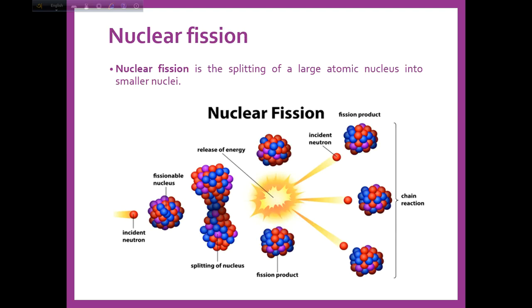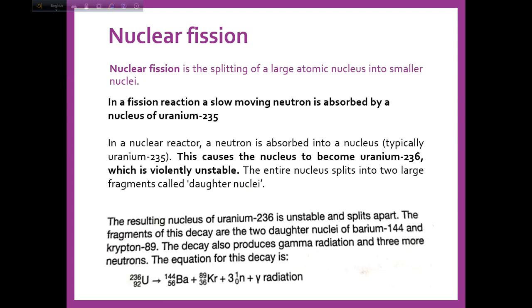As we already discussed, nuclear fission is the splitting of a large atomic nucleus into smaller nuclei. In the process of nuclear fission, a slow-moving neutron hits uranium-235, which converts into uranium-236. This uranium-236 later splits into two daughter nuclei, barium and krypton. At the same time, 3 additional neutrons are produced, and gamma radiation is emitted.